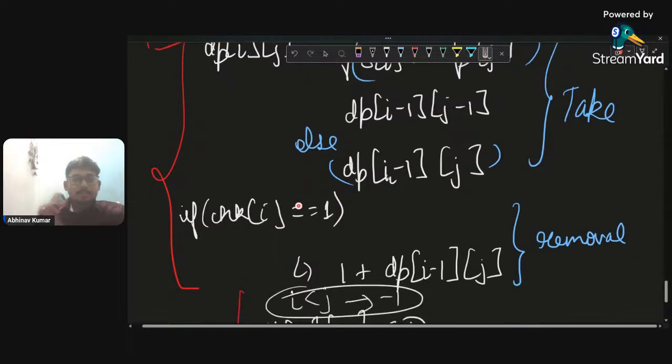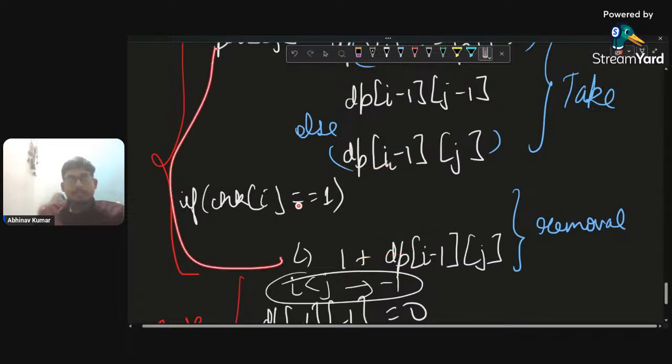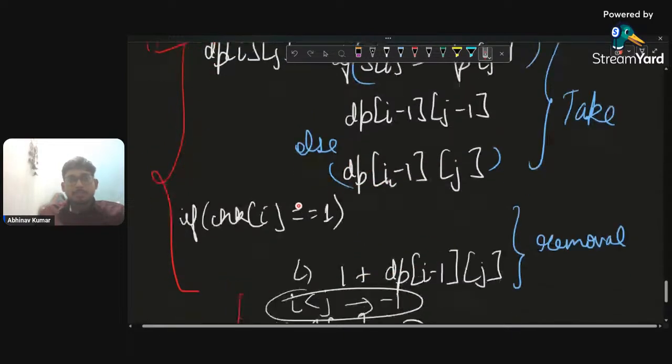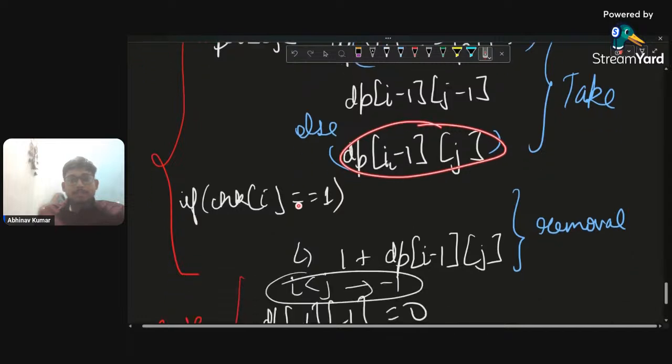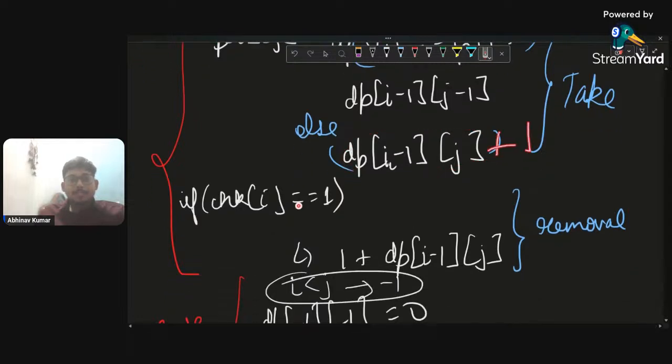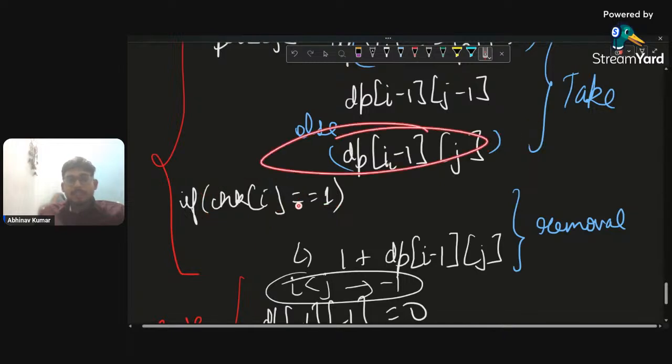Else, these two things I have combined. You can write it like this only, what I have written. In my code, for dp[i-1][j], we would do a +1 if check[i] is 1. If check[i] was 0, we would not do a +1. So I have combined these two things and written it as dp[i-1][j] plus check[i] instead of 1. If check[i] is 1, it would be 1, otherwise it would be 0.